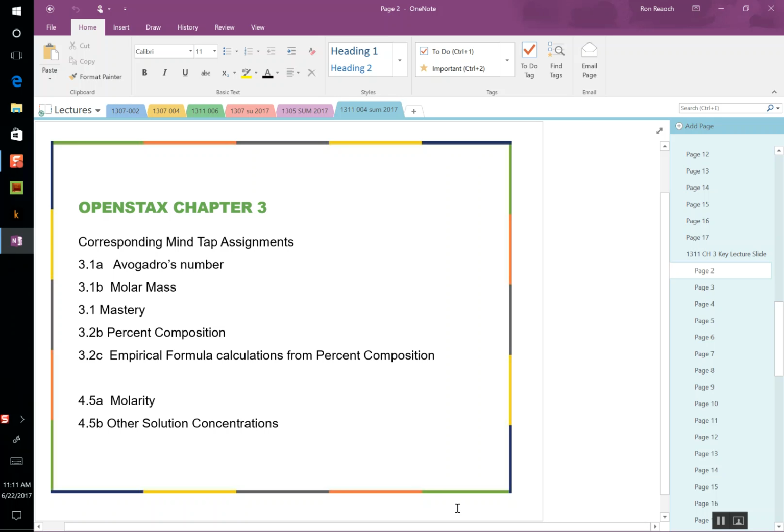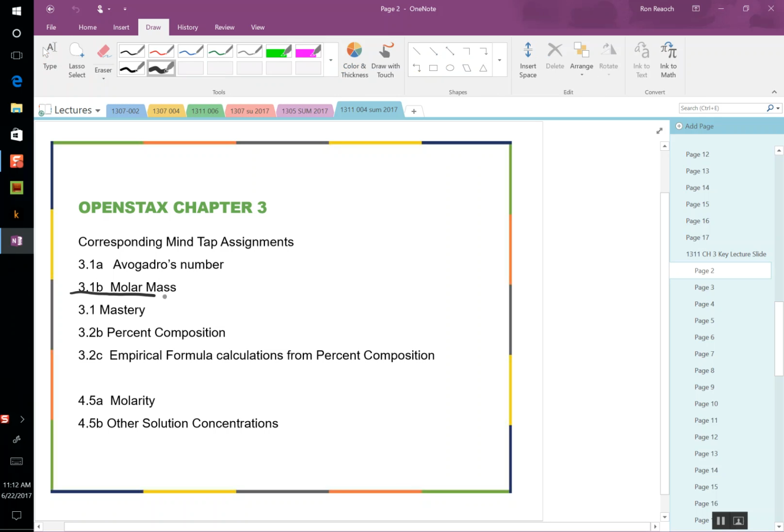This slide here is good. Of course, my colleagues, Mr. Casanova, Dr. Wiedenfield, did a lot of this, so we'll touch on it some more. Very, very important stuff here in Chapter 3. Molar mass is very important.